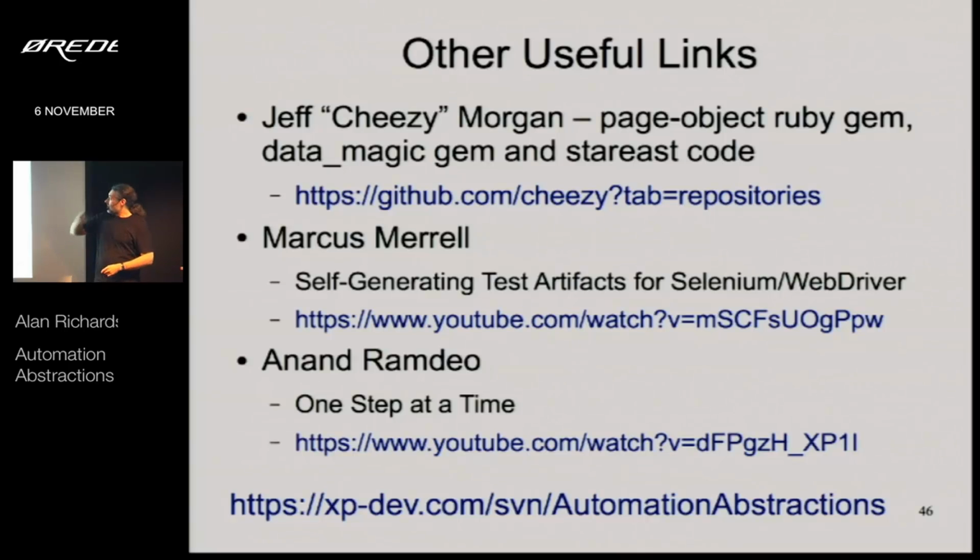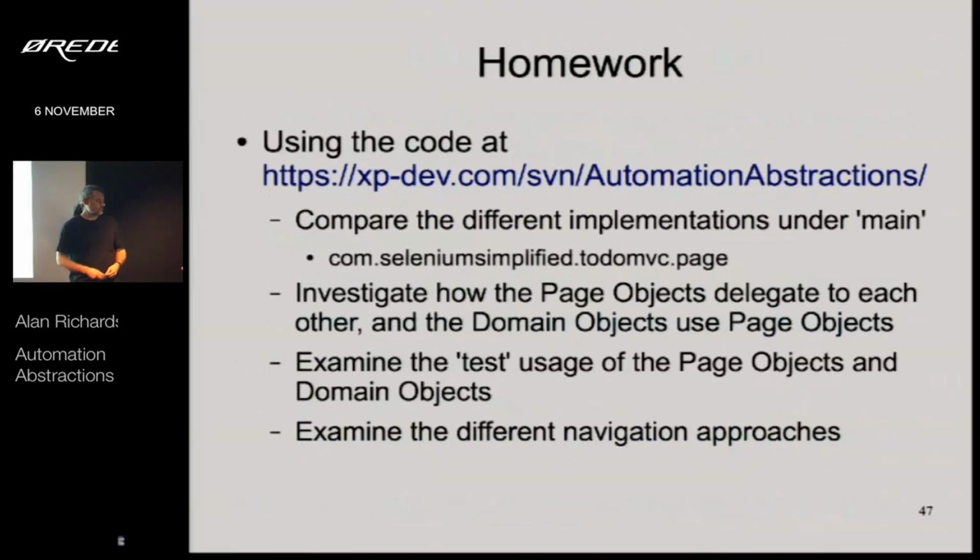and I think you should. Jeff Morgan has an entire set of abstractions for Ruby around navigation and page objects. It's worth having a look at those. There are generally some good talks on the Selenium conference that cover this kind of stuff. I picked out two, one by Marcus and one by Anand. And do have a look at the code that I put in here. There's a lot of code that shows this in action, shows the logical page objects using the physical page objects.